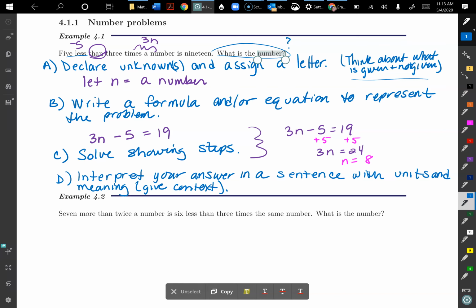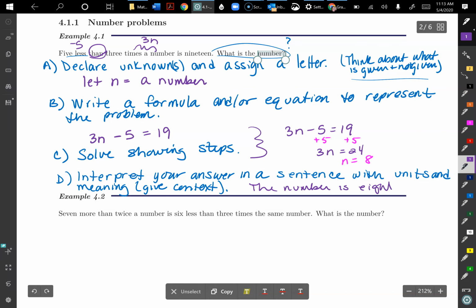D, interpret your answer in a sentence with units, like the appropriate units, like are they feet, are they inches, or if there are any, right? And meaning. So give it context if there is any. In this one, it's pretty simple, so there's not really too much to say, but I might just say, simply, the number is 8. And that's my final answer, but I have all these parts there.